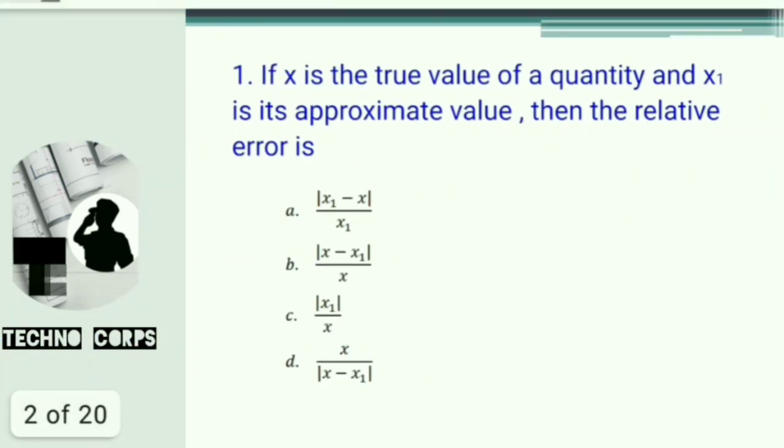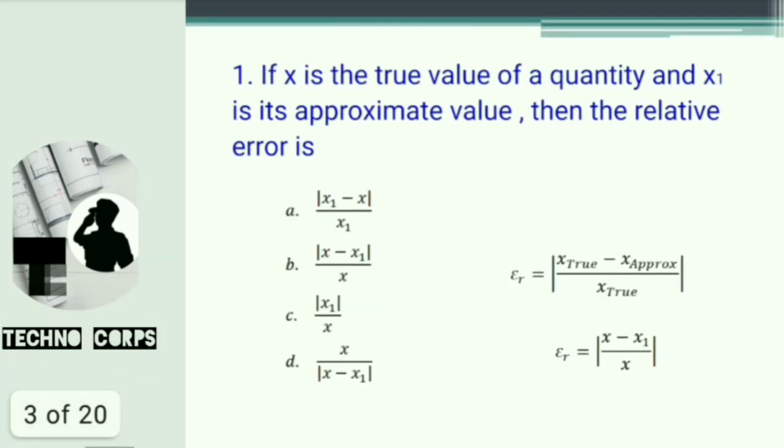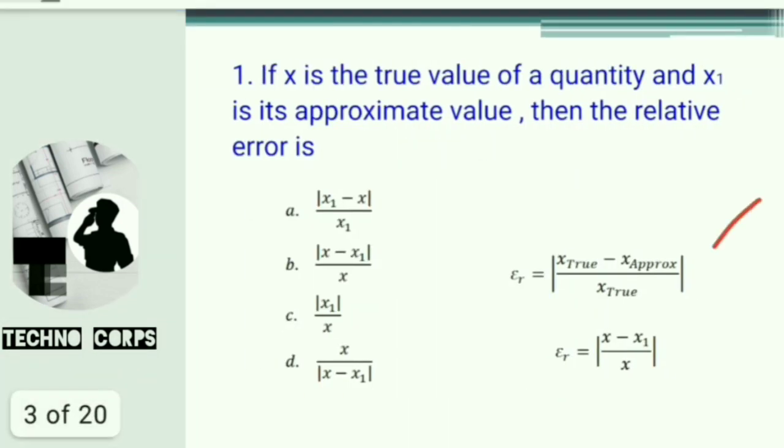The first question is related to the relative error. Here x is given as the true value and x1 is the approximate value. So we have to find the relative error in terms of x and x1. So what is relative error? We know that relative error is the ratio of the absolute error divided by the true value.